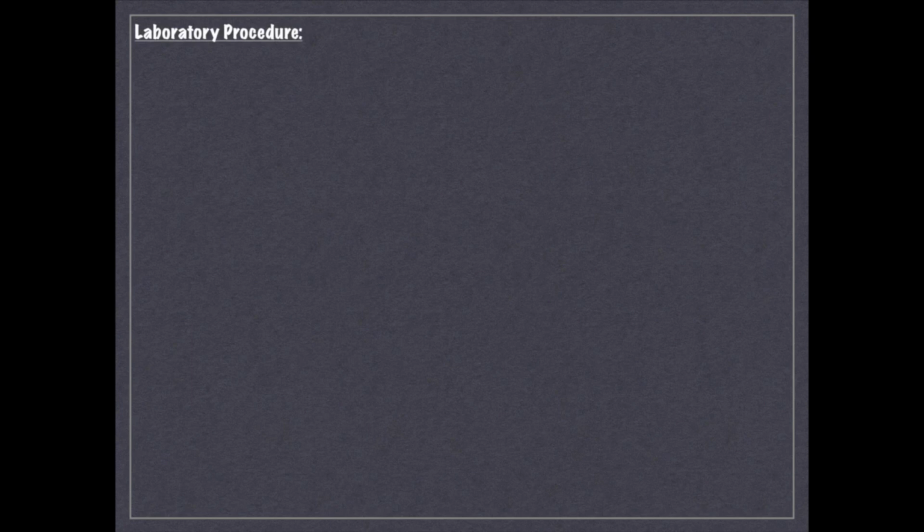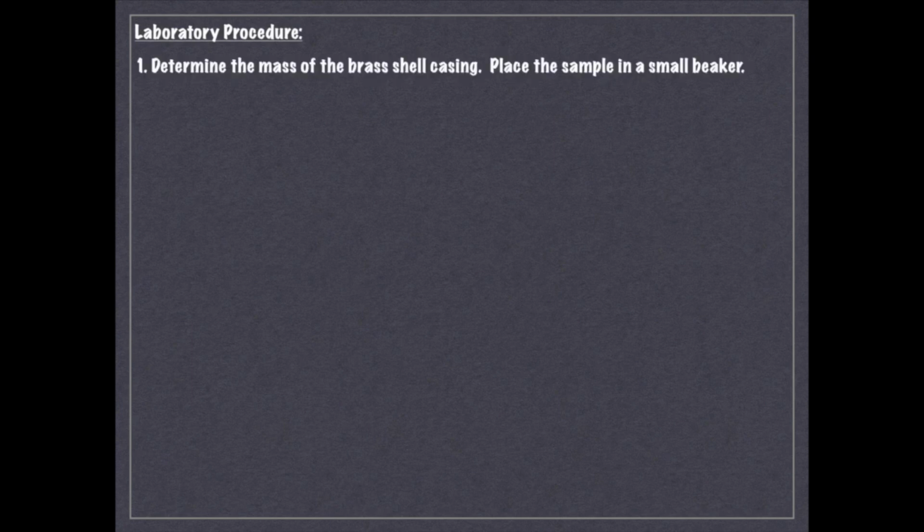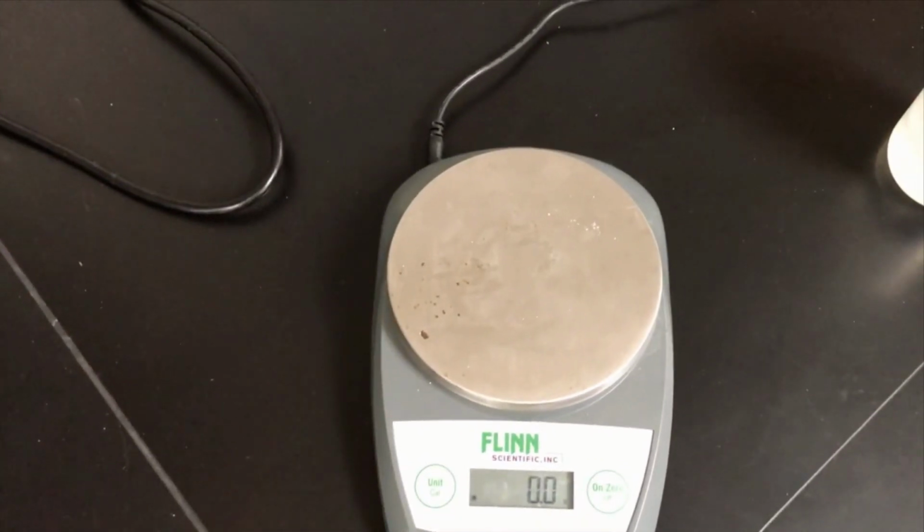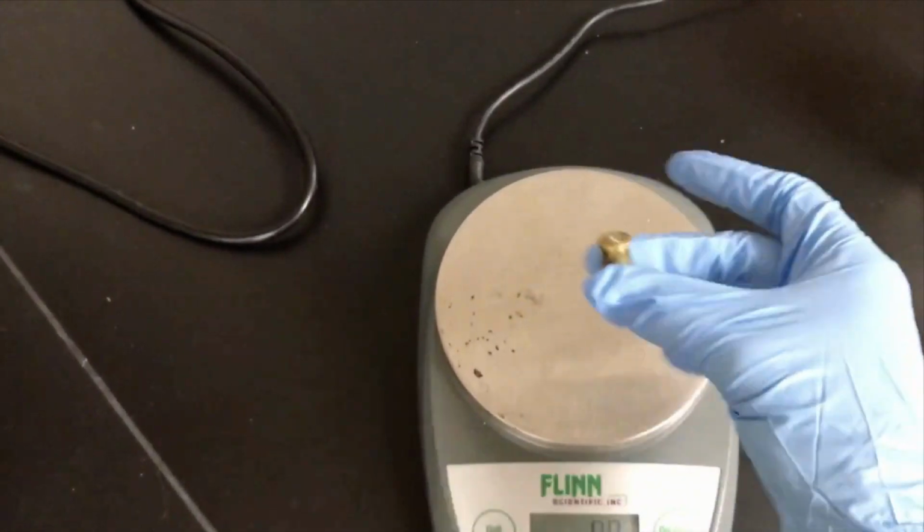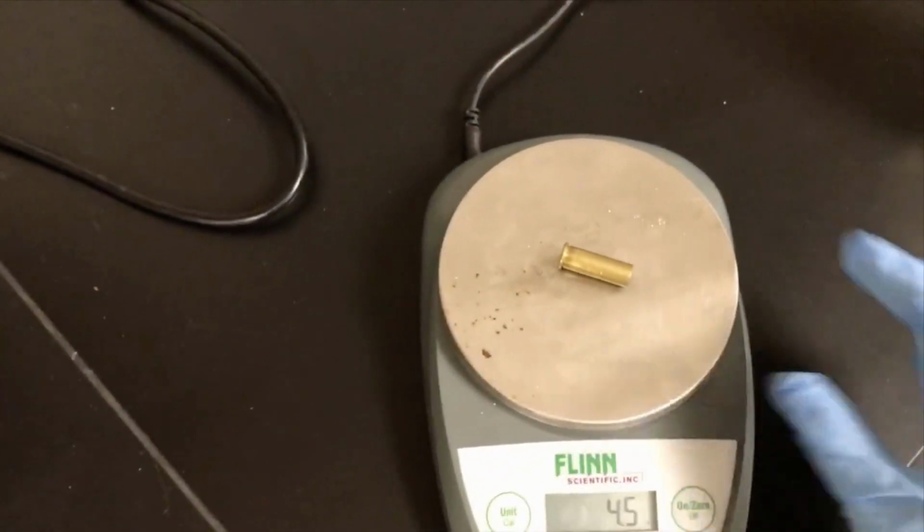So here's the laboratory procedure. Step 1, you're going to determine the mass of the brass shell casing, and then you're going to put it into a small beaker. So let me show you what that looks like. The first thing we're going to do is weigh your shell casing. Okay, so you're going to find the mass of it.